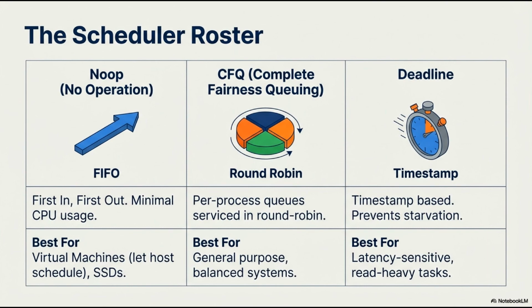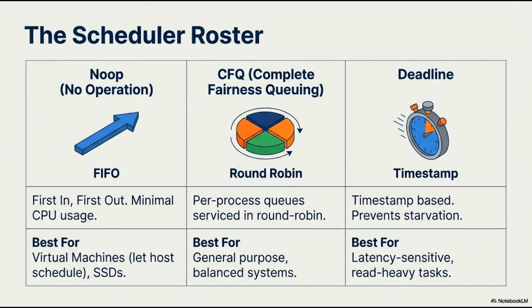First one, virtual machines. If you're a guest VM, the host computer underneath you already has a smart scheduler. Ah, so you don't want a double schedule. You don't want to waste CPU time sorting the requests just for the host to resort them all over again. So for VMs, you use Noop. Makes sense. And the second reason?